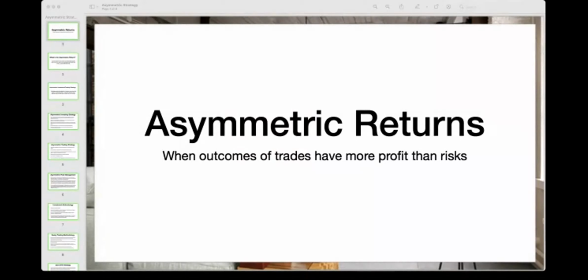And here's my general, really high level view of what an asymmetric return is. That's when the outcomes of trades have more profit than risk. Or I should say the potential outcome of a trade will have significantly more profit than the risk that you're taking on. Now, that would be a wonderful thing if we could do that with everything in life, right? Make all of our returns asymmetric, where we could just take all kinds of risks and they're very small, and then the upside could be very large.